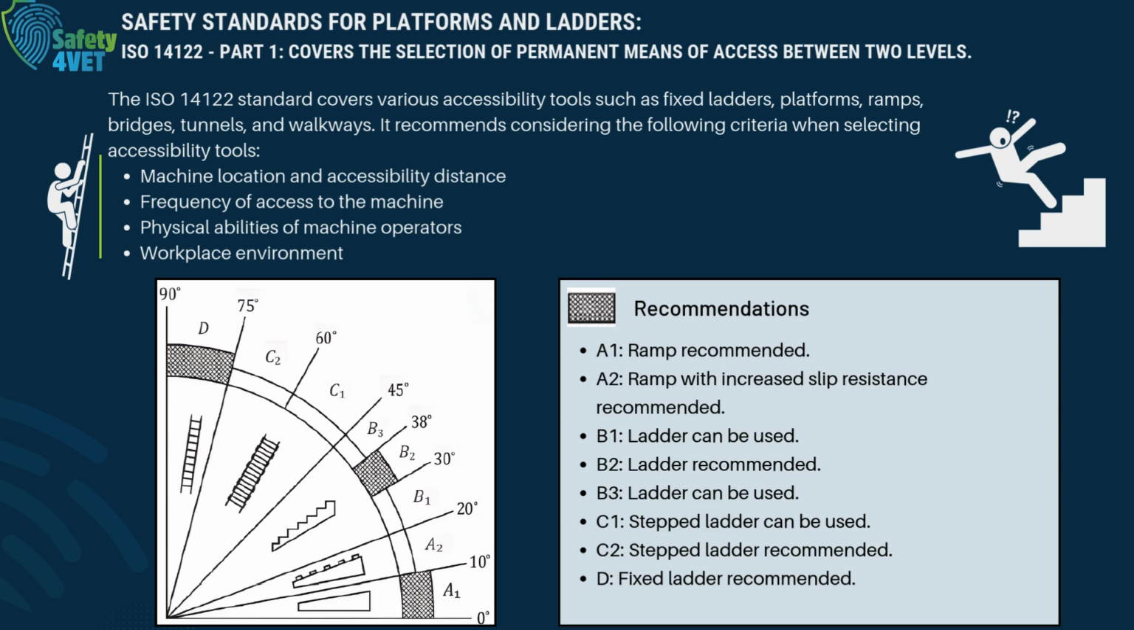When access to a machine requires the least incline, especially on slippery surfaces, ramps should be used. In A2 areas, ramps with special anti-slip coatings should be preferred. In B1 and B3 areas, if access to the machine requires a steeper angle, stairs should be used. In C1 and C2 areas, stepped ladders should be used. Fixed ladders should be used for the steepest angles.